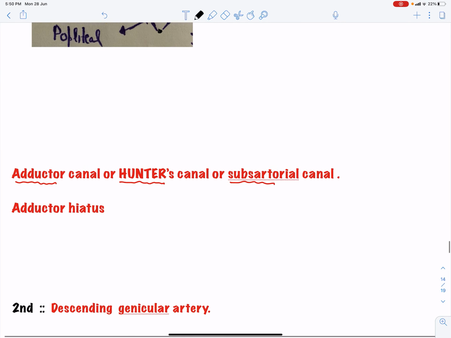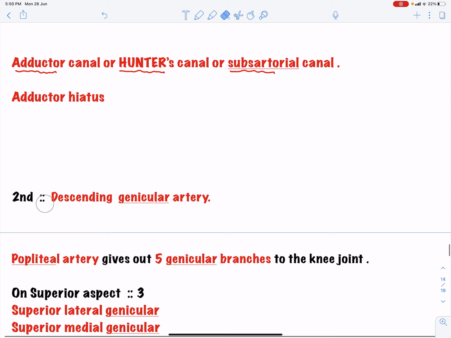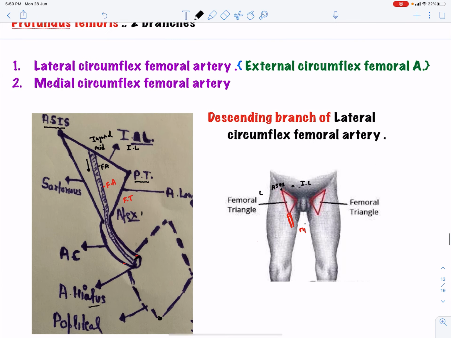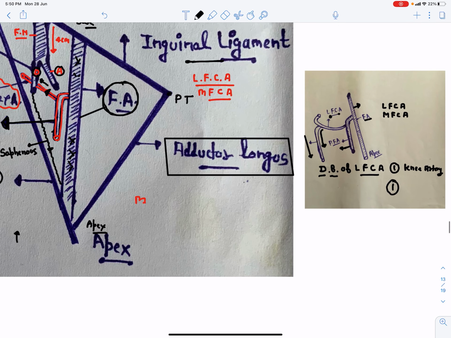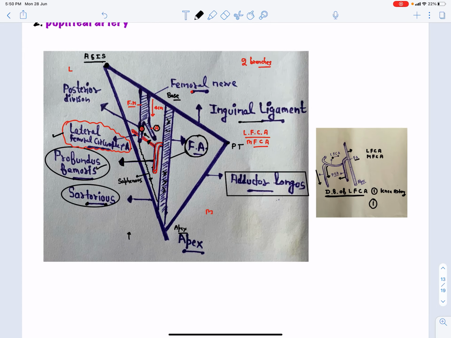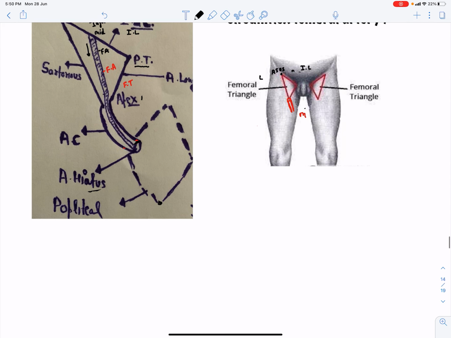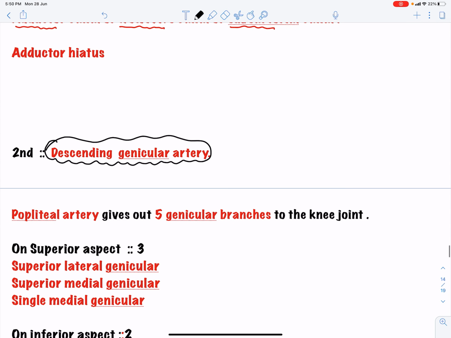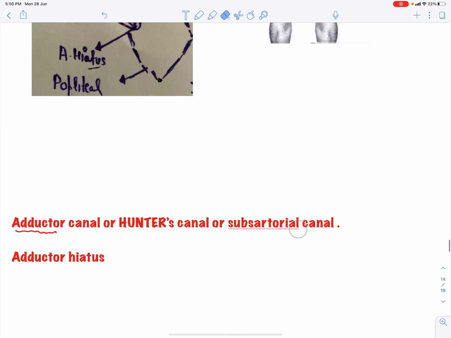Now the second artery which supplies blood to our knee is the descending genicular artery. First one is actually the descending branch of the lateral femoral circumflex artery. And the second branch which supplies blood to the knee is our descending genicular artery. Now where is it present actually? Actually in the adductor canal.